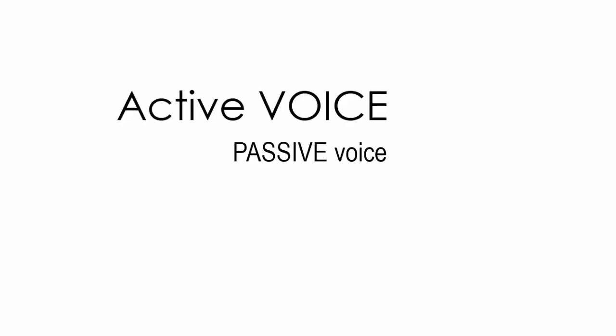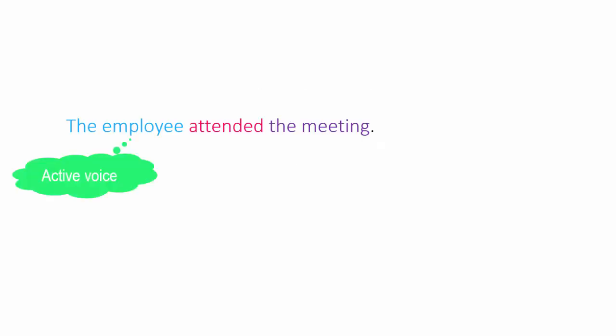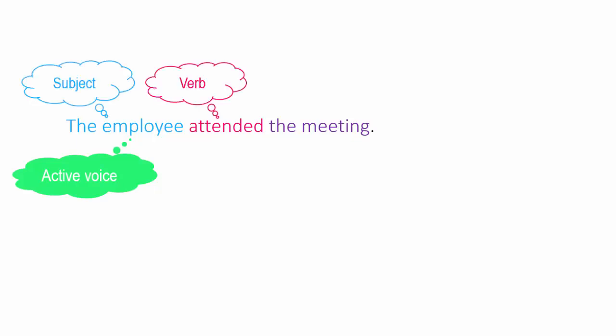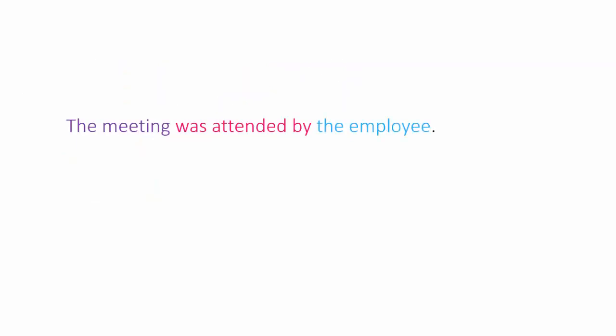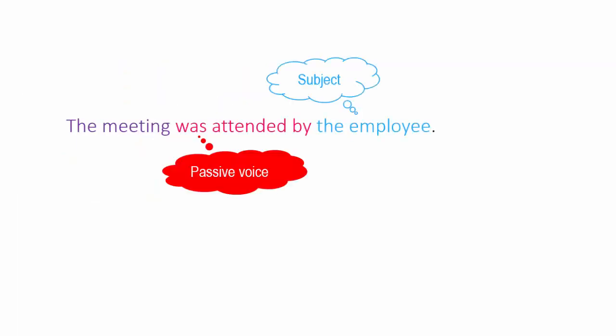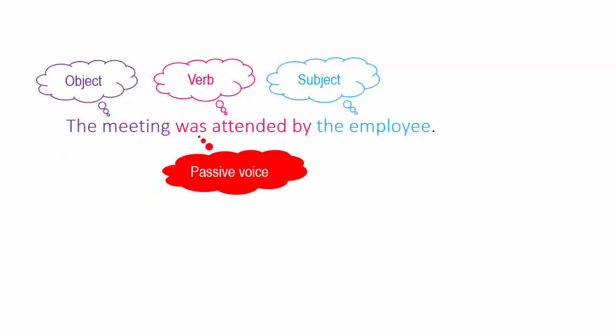The voice of a verb tells whether the subject of the sentence performs or receives the action. There are two voices, active and passive. With the active voice, the subject performs the action expressed by the verb. The order of the sentence is subject, verb, object. With the passive voice, the subject receives the action expressed by the verb.